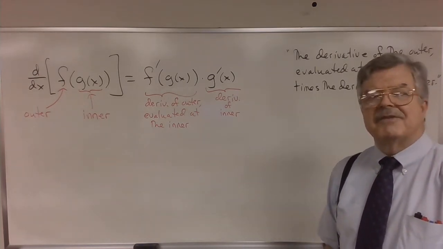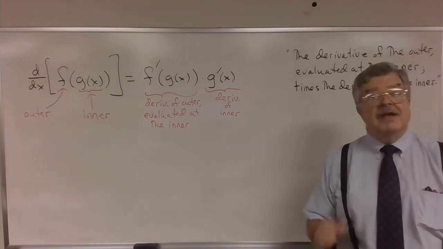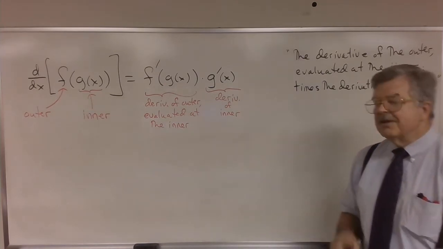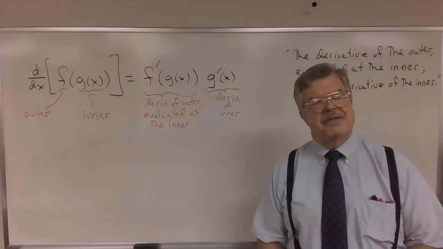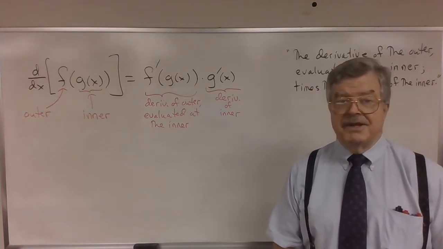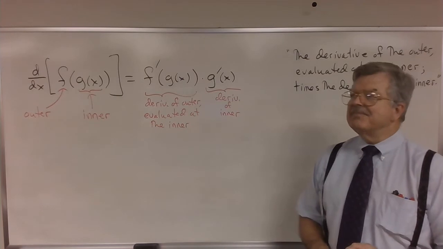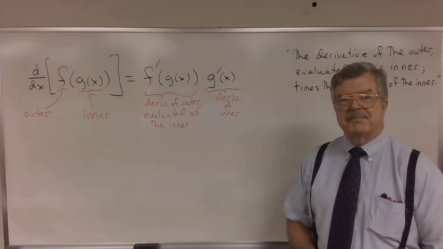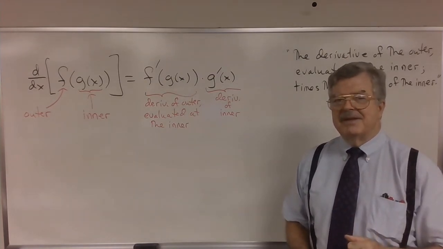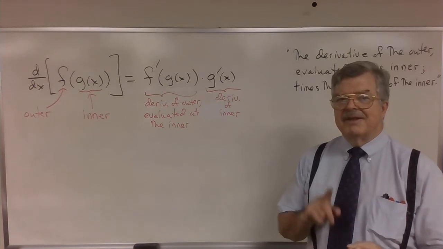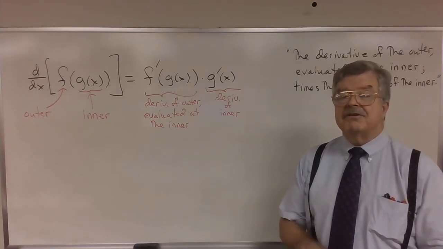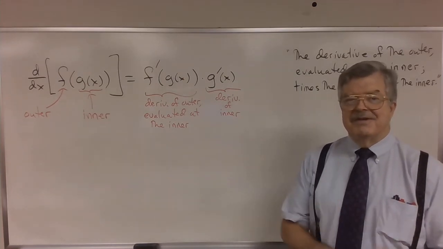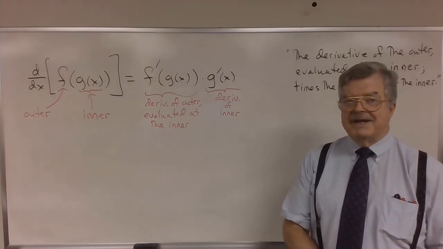Now, we want to say that several times a day for the next 3 or 4 days, just like we've been doing with the product rule and the quotient rule. Derivative of the outer, evaluated at the inner, times the derivative of the inner. Say it with me. The derivative of the outer, evaluated at the inner, times the derivative of the inner.